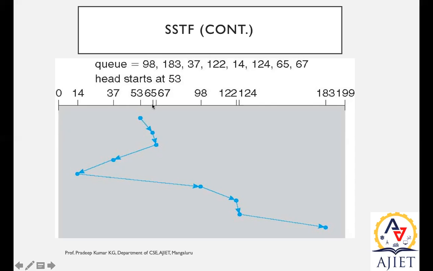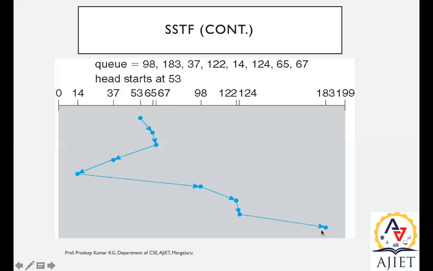From 65, 67 is visited because it is the nearest. Then after 67 we have to visit 37, which is the nearest, the shortest seek time. After 37, visit 14. Then 98. After that 122, 124, 183.